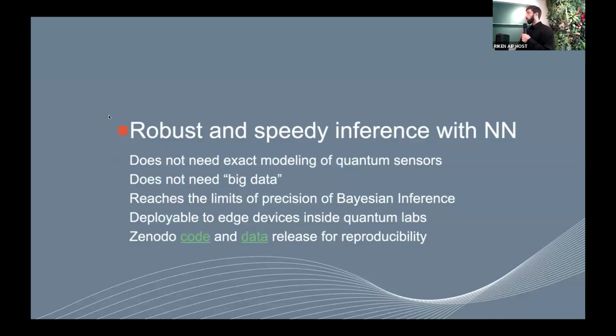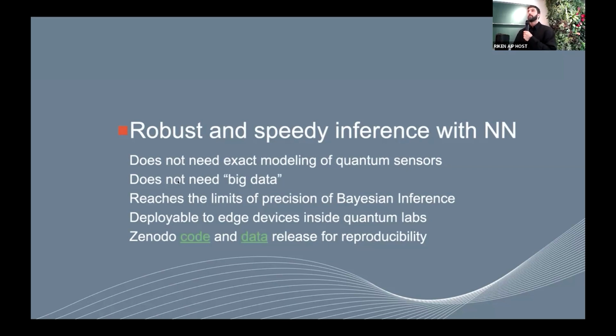Now, what I've shown right now is that we can do pretty robust parameter estimation with neural networks. I've shown that the results that we get from neural networks have the same performance as the full Bayesian estimation process in the ideal case, but they are much faster. So some of the advantages of this method is that they do not require a likelihood. So we do not require to model the quantum sensors that we want to deploy.